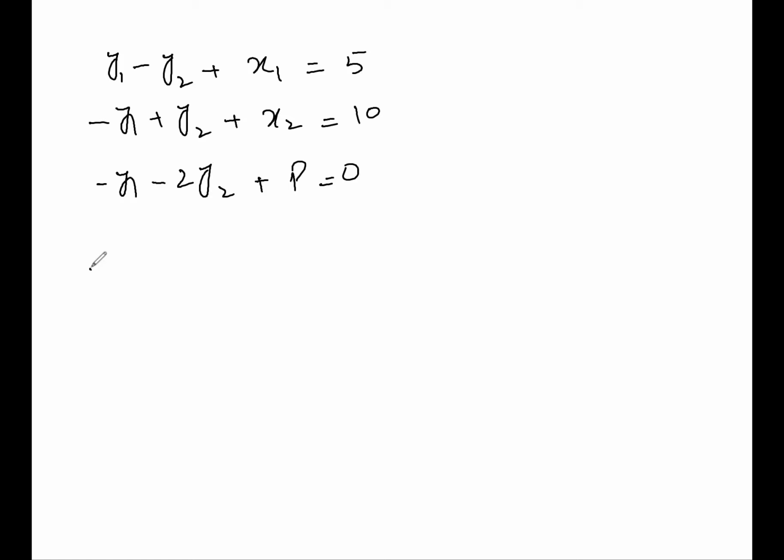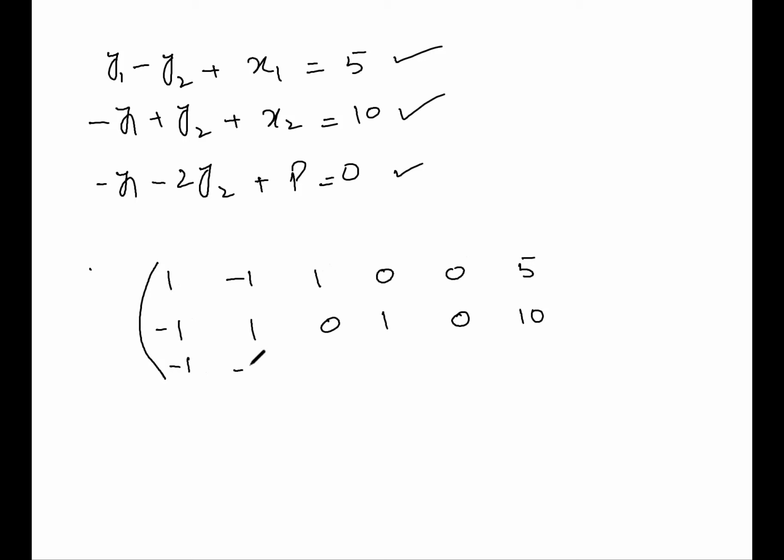Now we write it in matrix form with basic variables and non-basic variables. So here you can see that from the first equation, y1 minus y2, 1 x1, there is no x2, there is no P, equals 5. From the second equation, minus y1, y2, there is no x1, there is x2, there is no P, equals 10. From the third equation, minus 1, minus 2, 0, 0, there is P, and equals 0.